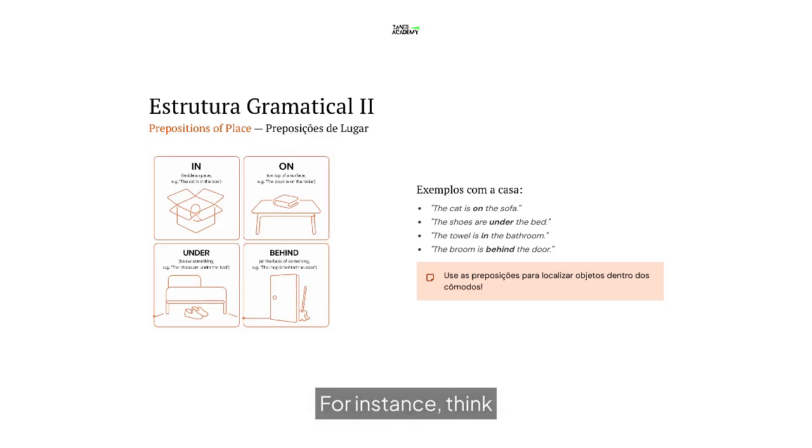For instance, think about your living room. If I say, "The cat is on the sofa," you can easily visualize the scene. Notice how this simple structure helps you understand exactly where the cat is resting. It's interesting to observe how these words can transform a simple statement into a vivid description.